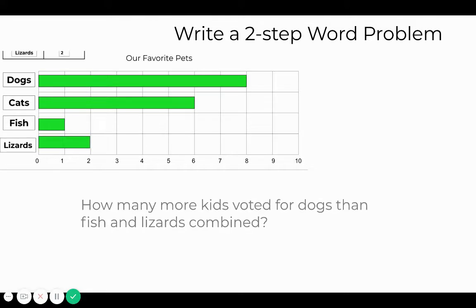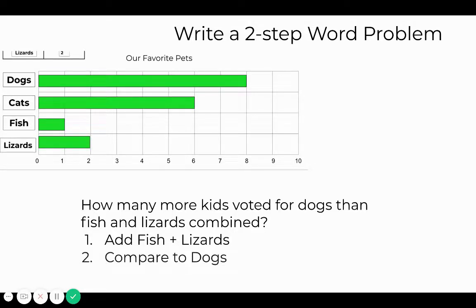Here's the first one I came up with. How many more kids voted for dogs than fish and lizards combined? I knew that I wanted the person solving my word problem to have to add fish and lizards together. So I decided to write a comparison problem where they would compare dogs to fish and lizards combined. The two steps would be first, they would have to add fish and lizards, and then second, they would compare that number to the amount of dogs.